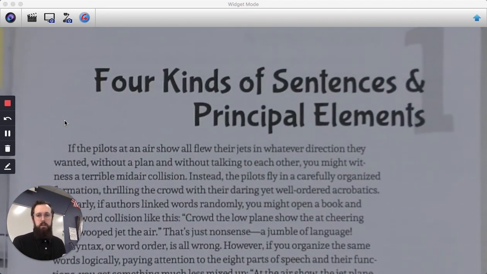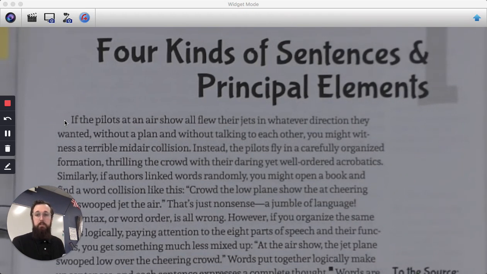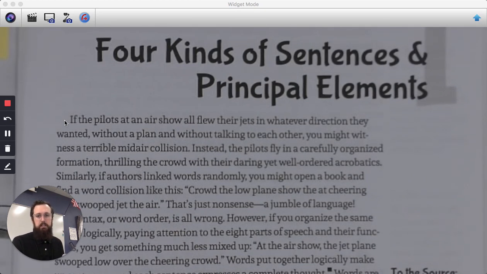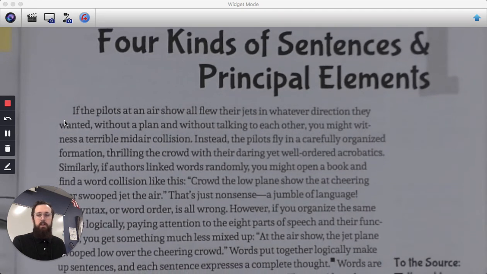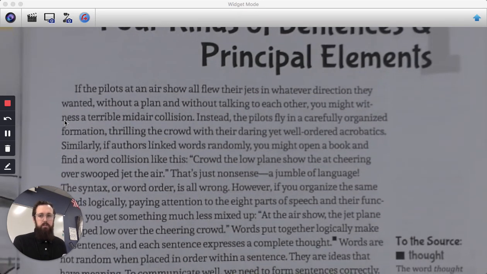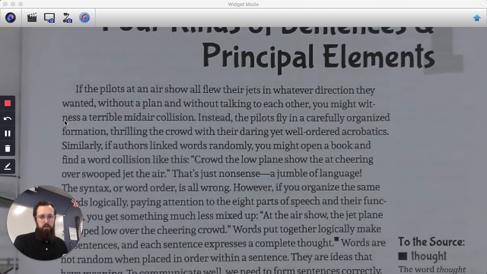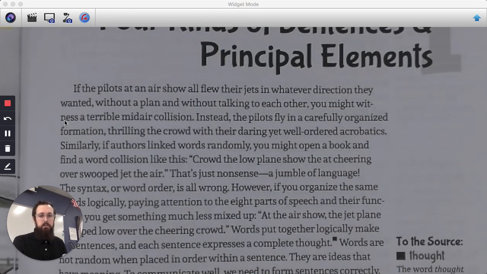Four kinds of sentences and principal elements. If the pilots at an air show all flew their jets in whatever direction they wanted, without a plan, and without talking to each other, you might witness a terrible mid-air collision. Instead, the pilots fly in a carefully organized formation, thrilling the crowd with their daring, well-ordered acrobatics. Similarly, if authors linked words randomly, you might open a book and find word collisions like this. Crowd, the low plane show, the at cheering over swooped jet the air. That's just nonsense, a jumble of language.